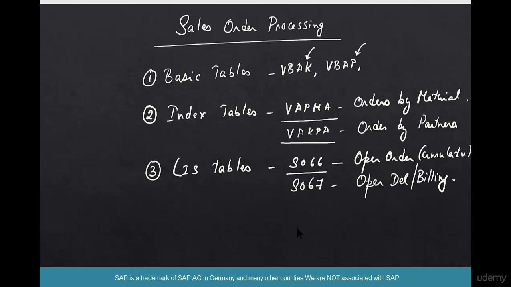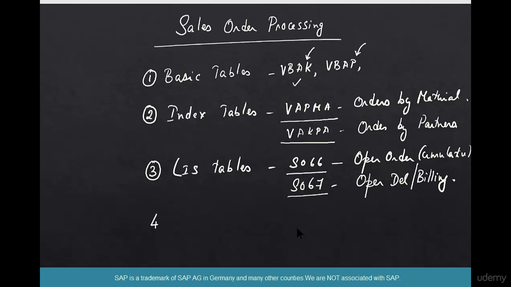What is the point? The point is the entries made in these tables are because dynamically calculating the open items from VBAK is an expensive operation. So, at the time of creating these orders or updating these orders, all these tables need to be updated. You want more examples? Let's see.